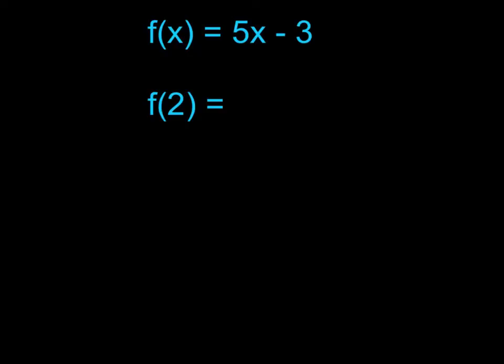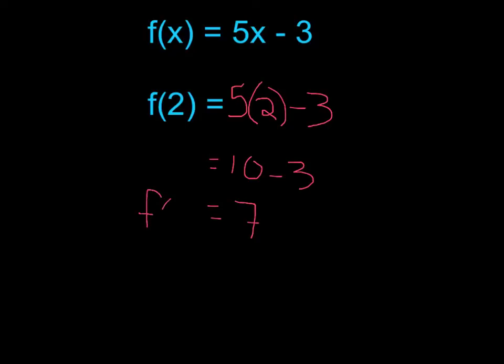Alright, first example. f of x equals 5x minus 3. That is our function. And we want to evaluate f of 2. All that means is that x equals 2. So 5 times 2 minus 3. 5 times 2 is 10. And 10 minus 3 is 7. So f of 2 equals 7.